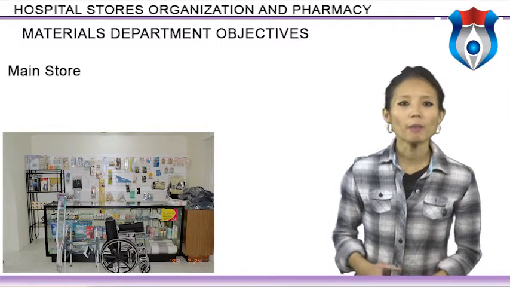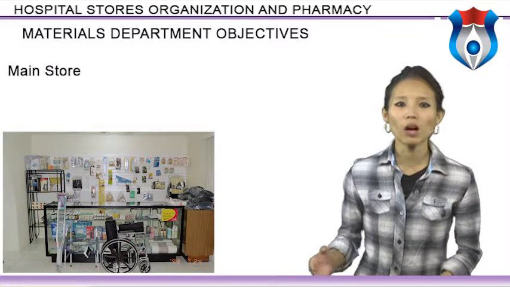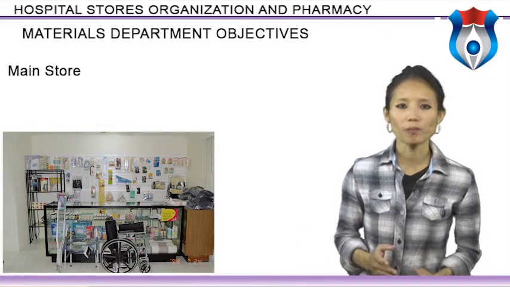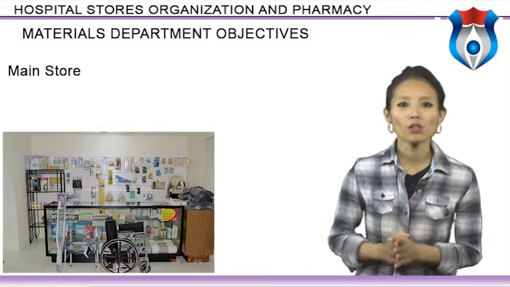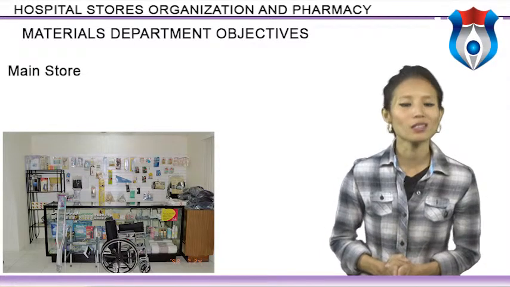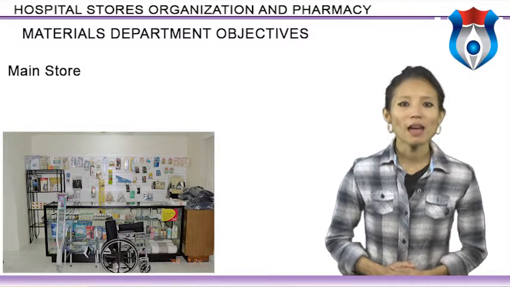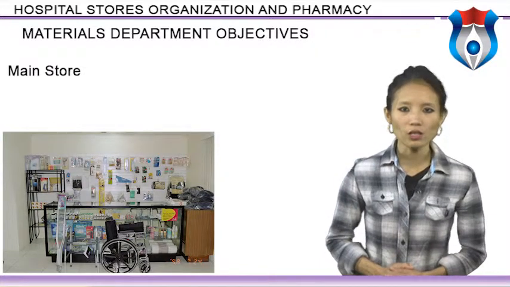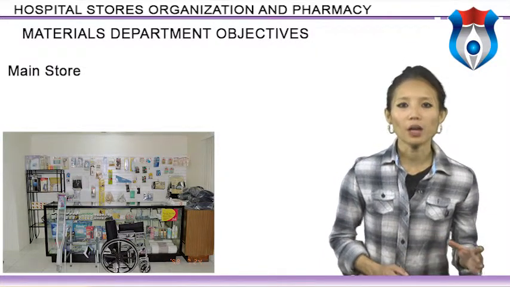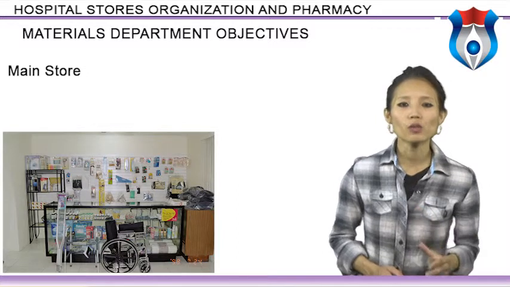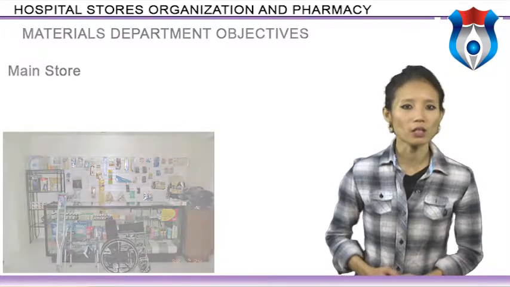Main store. The main store supplies materials to other stores in the hospital. Materials are accepted by the store through a delivery challan, which is stamped as received. Before accepting them, items are inspected and those which are damaged are rejected and returned to the supplier. After the inspection, a store's received voucher is prepared based on the delivery challan.